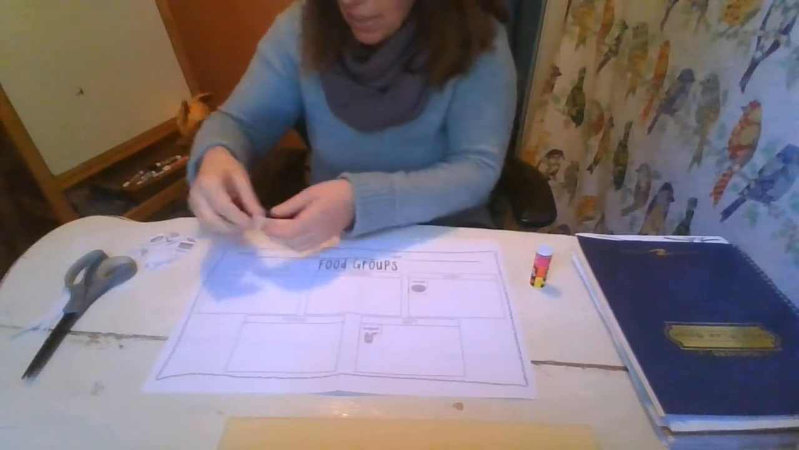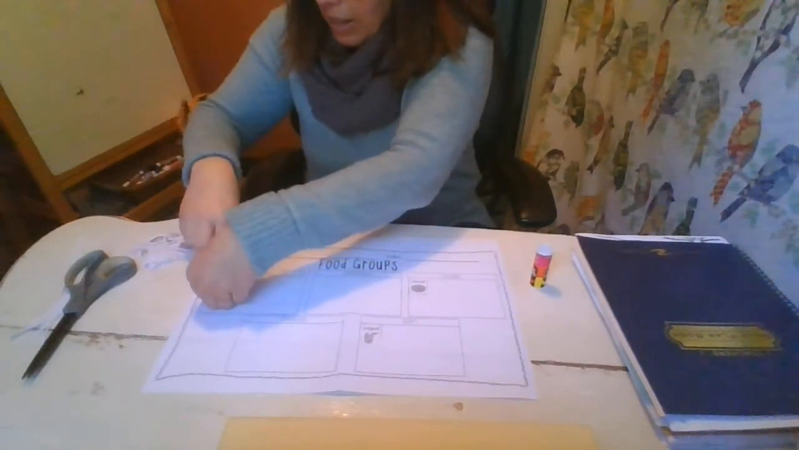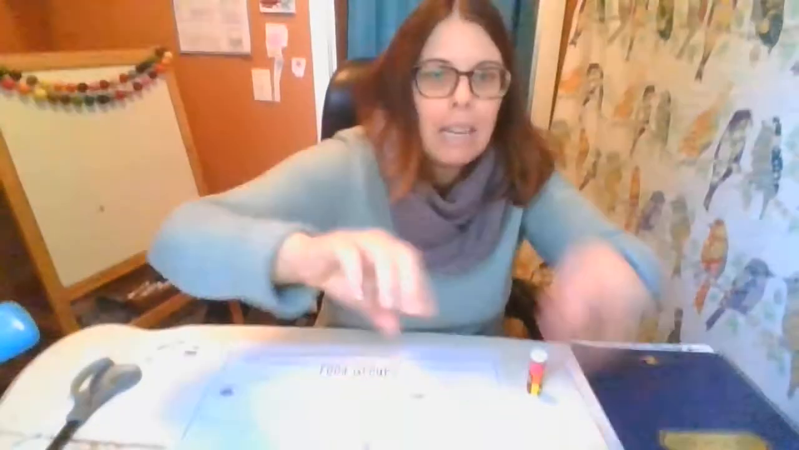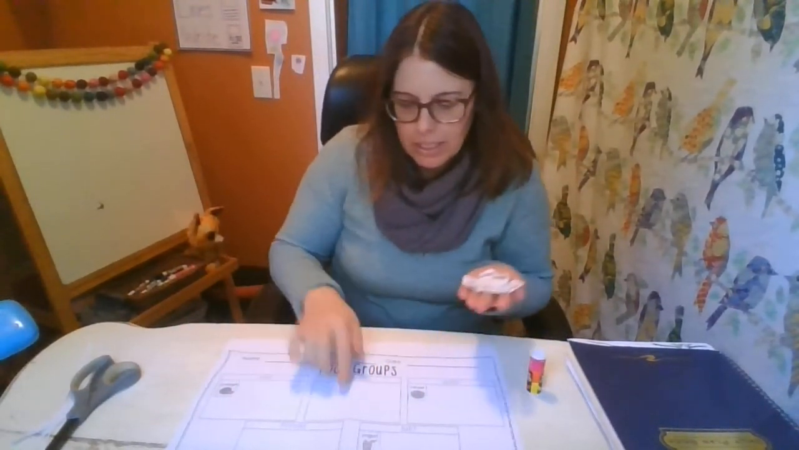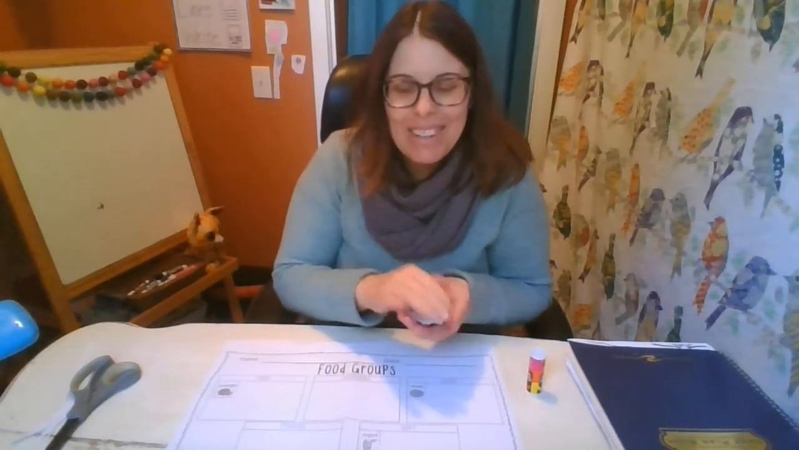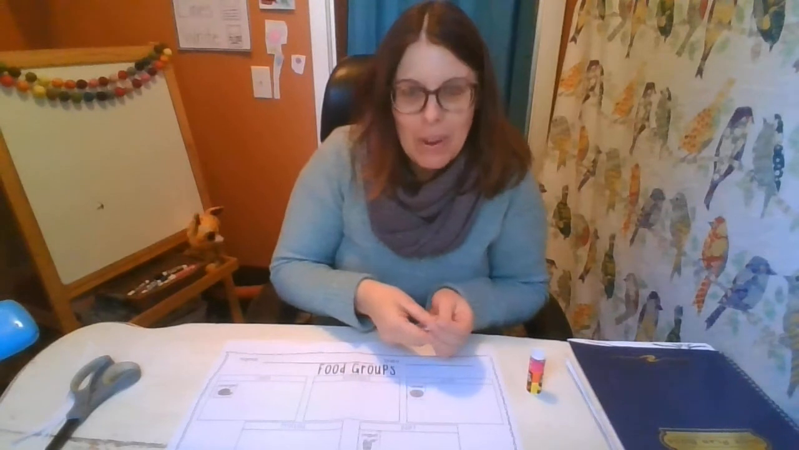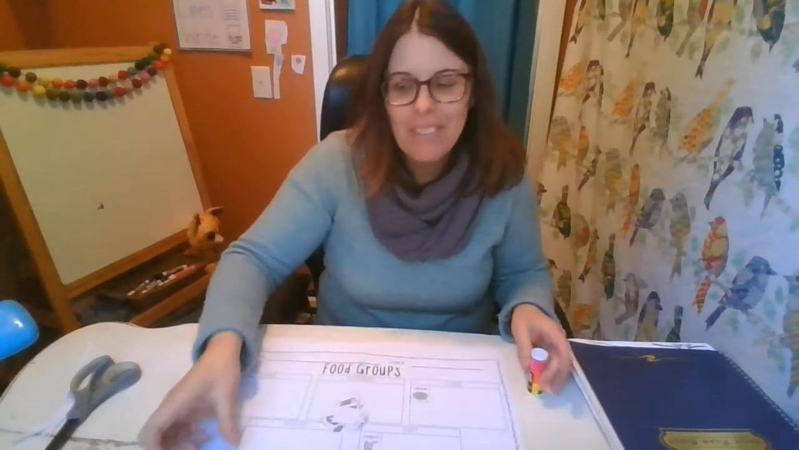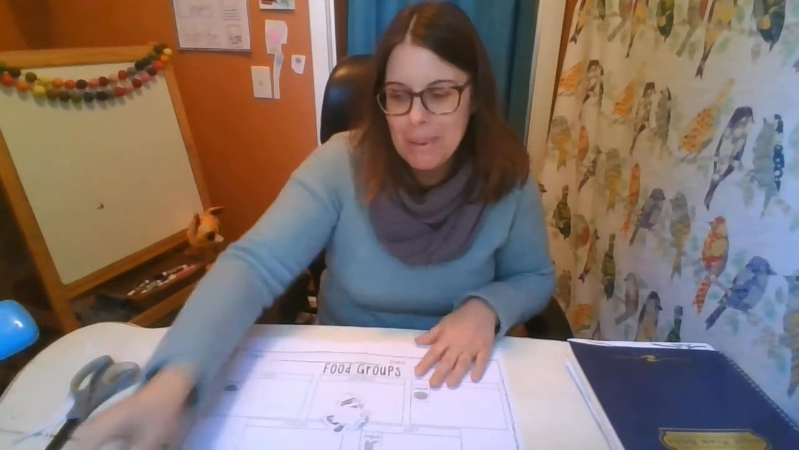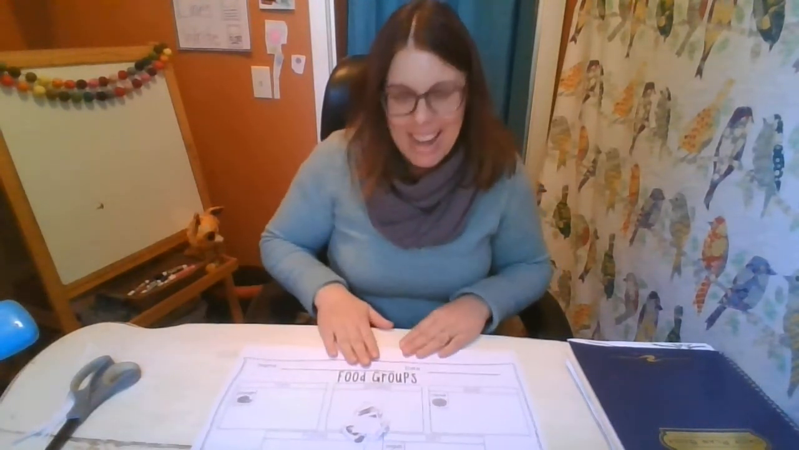Okay, so I'm going to let you go ahead and work on the rest of these. Keep doing what we just did until you get all of your foods sorted into the different food groups. You're going to sort them and glue as you go. If you have any trouble with any of the pictures, see if there's a grown-up or someone in your family that can help you. Okay, go ahead and do some sorting. Have fun, everyone.